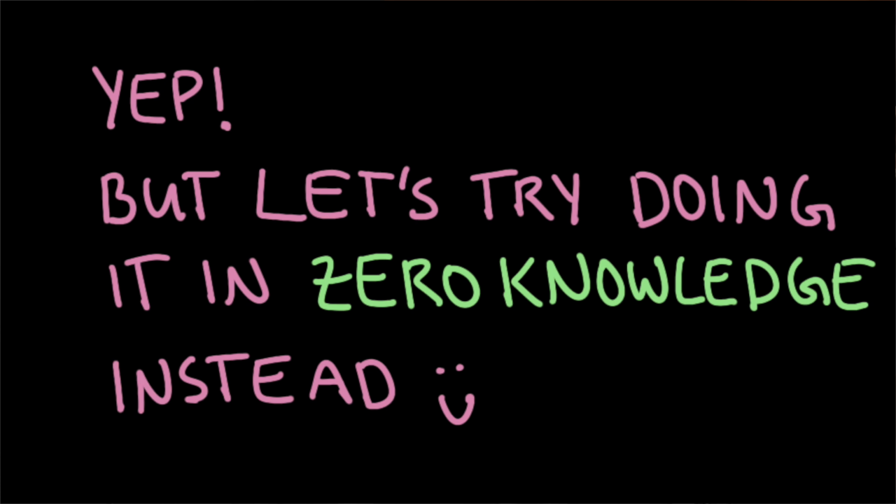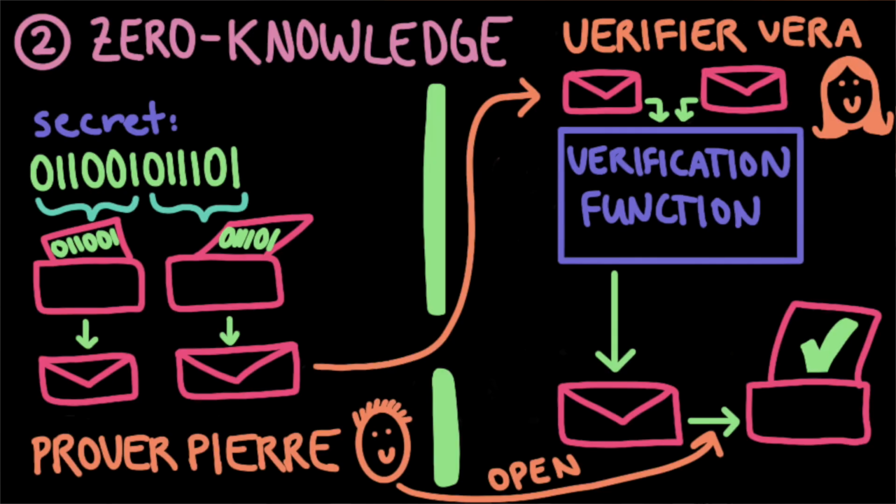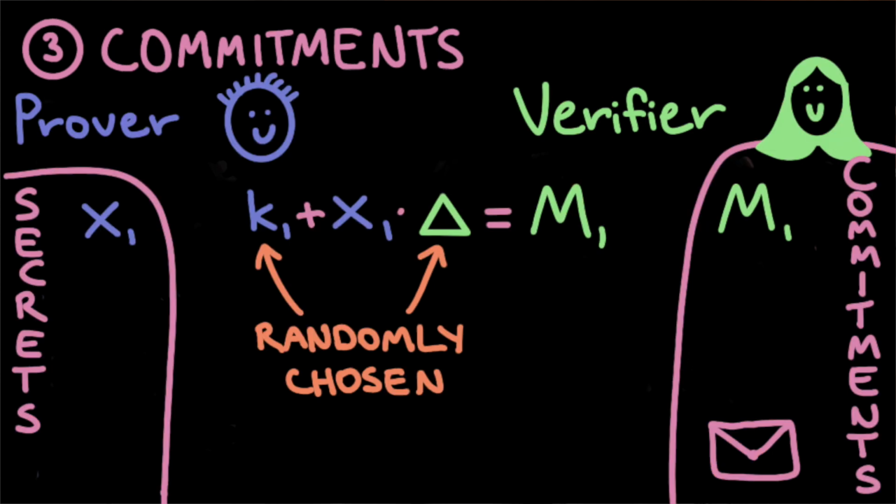Let's instead do the proof while not revealing the secret, in other words, in zero knowledge. Imagine there is a way for Pierre to put his secrets into magic envelopes that hide the content but still allow Vera to compute on them. Pierre gives these envelopes to Vera, who then computes the verification function over the envelopes and opens only the function output envelope to check it's a 1, but never sees any secrets. But how is this magic possible?